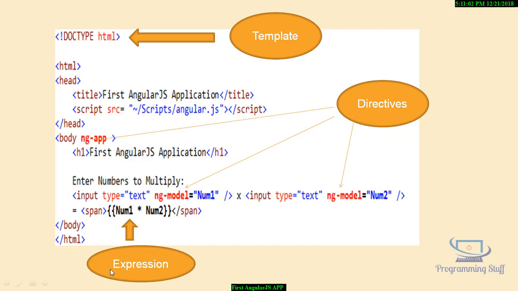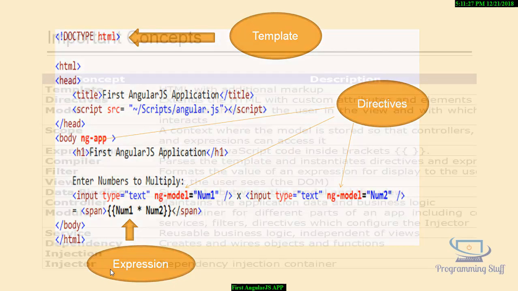The expressions. An expression is like JavaScript code which is usually wrapped inside double curly braces, such as double curly braces with the expression inside. The AngularJS framework evaluates the expression and produces a result. In this example, we will simply display the product of num1 and num2.